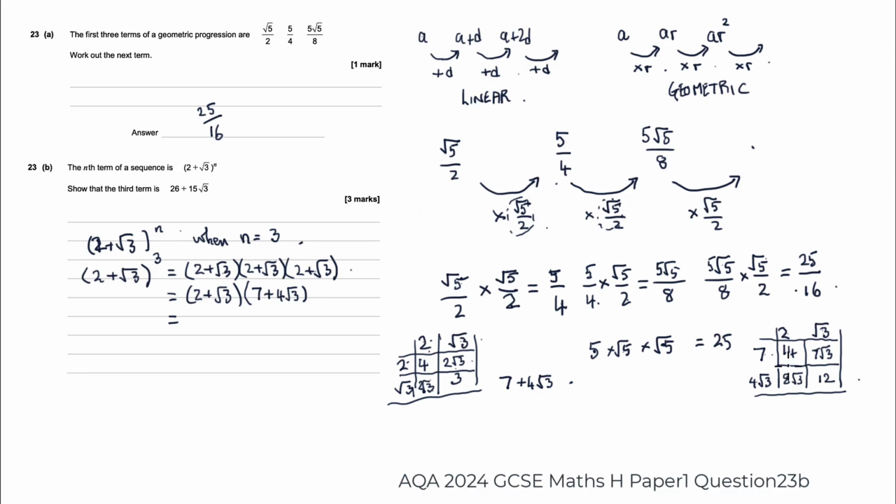So let's add up. 14 plus that 12 will be 26. 8 lots of root 3 plus 7 lots of root 3 will be 15 lots of root 3. So there's our third term in this sequence. It's 26 plus 15 lots of root 3. So that's what we were asked to show.